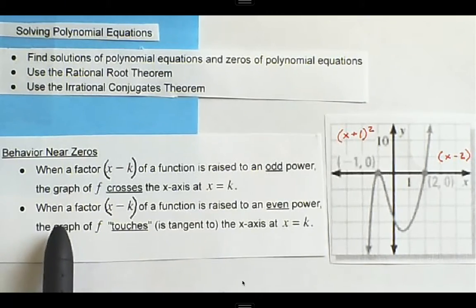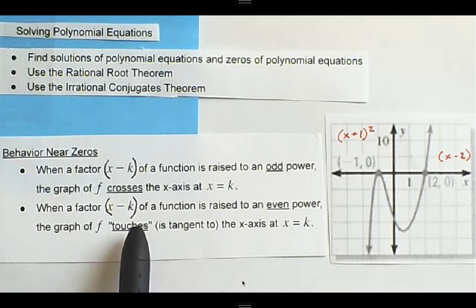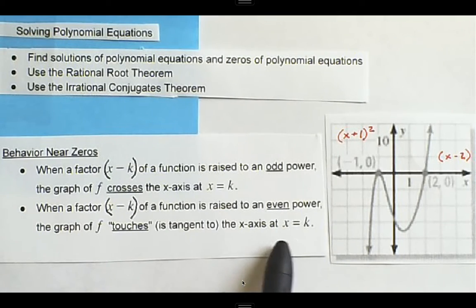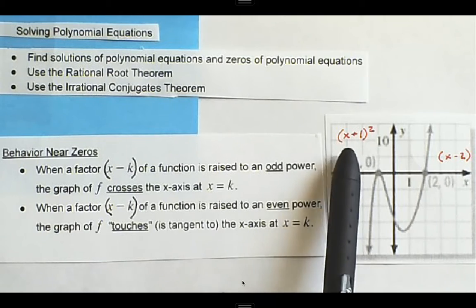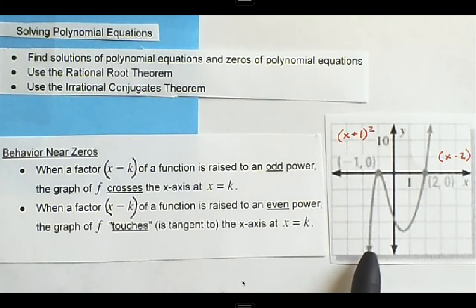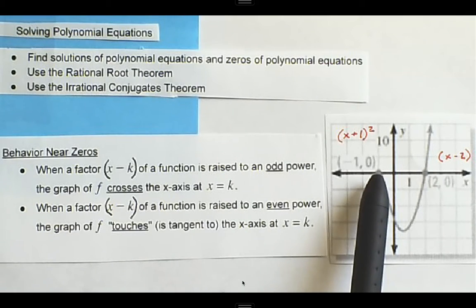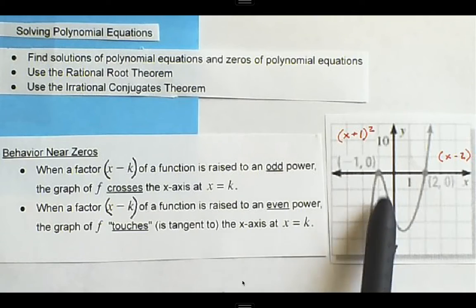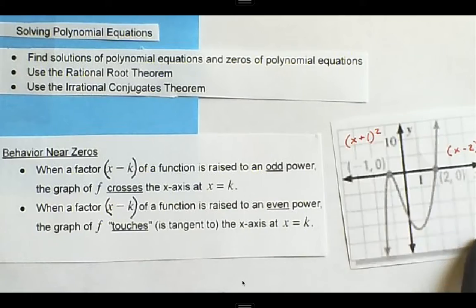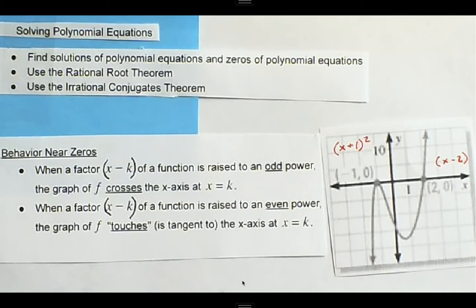However, when we have a factor of x minus k of a function that is raised to an even power, the graph of f touches or is tangent to the x-axis at x equals k. So here we have x plus 1 squared, and so the graph starts going up towards the x-axis. It's tangent at x equals negative 1, but doesn't cross, and then it comes back. So here we have a multiplicity of 2, and here we have a multiplicity of 1.